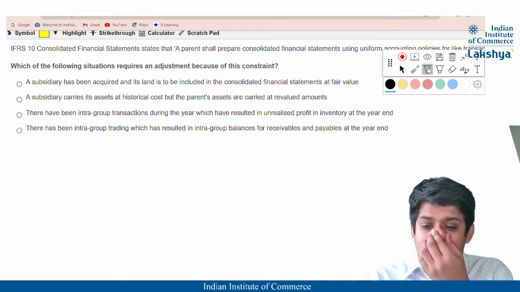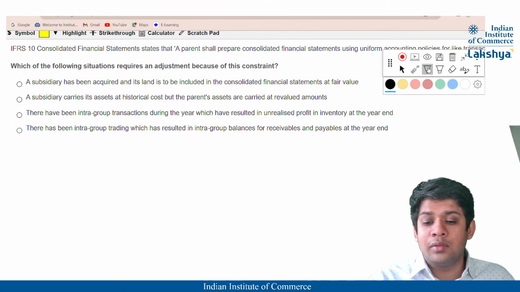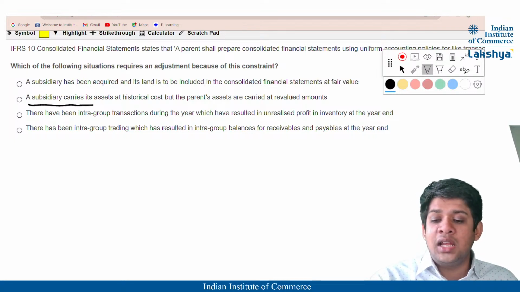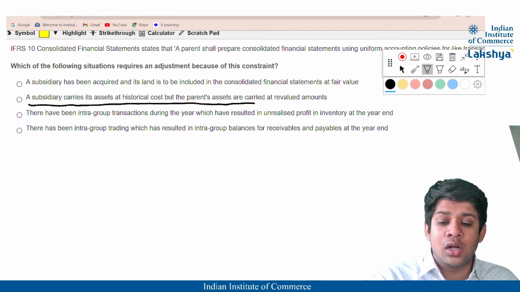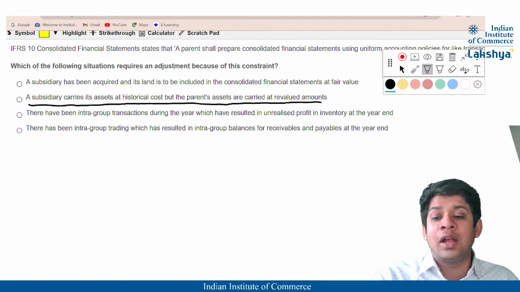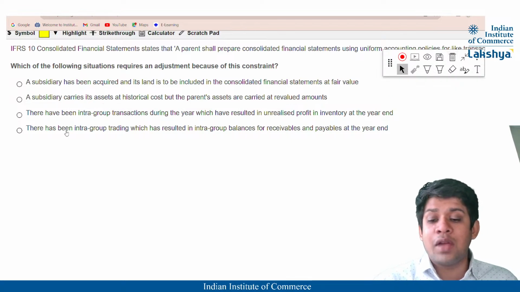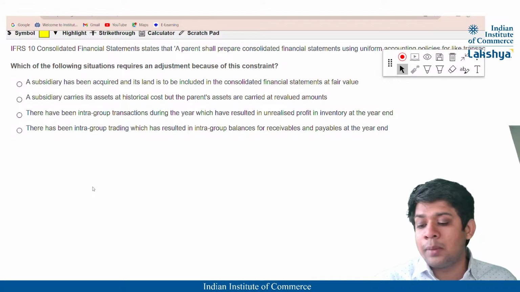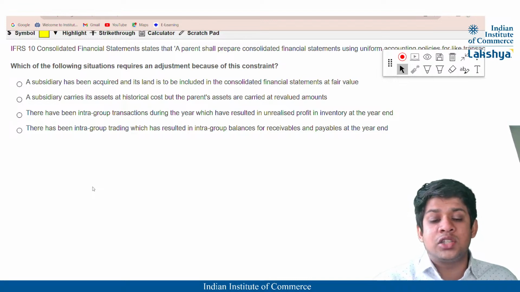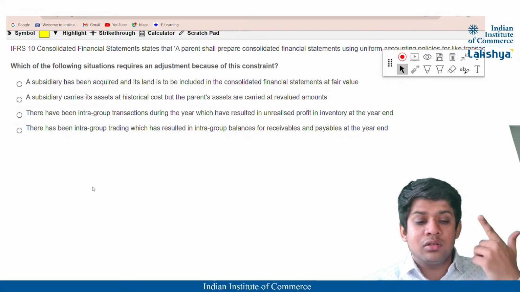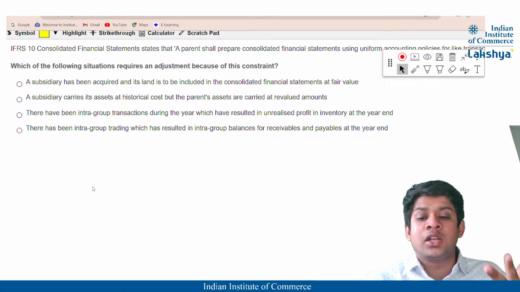You have to identify the adjustment that is required because you have to match the accounting policies, right? A subsidiary carries its assets at historical cost, but the parent's assets are carried at revalued amounts. Yes, this is going to be the answer, right? Because here there is a difference in the measurement. It is considered a change in accounting policy when there is a change in the measurement, a recognition, or a presentation, right?